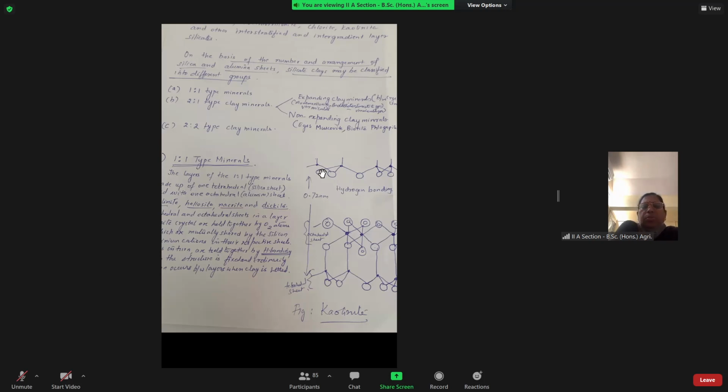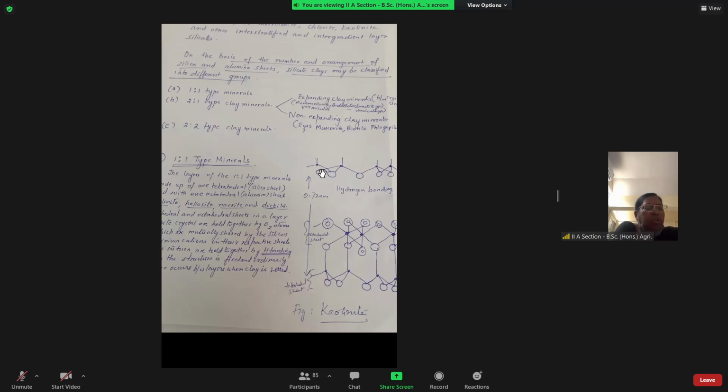The structural units, you should remember, are the tetrahedral sheet and the octahedral sheet. These two sheets form the structures of various layer silicates, for example mica, vermiculite, montmorillonite, chlorite, kaolinite, and other interstratified and intergradient layer silicates like chlorite, etc. So you should know the examples of this 1:1 type of clay and 2:1 type of clay. So clay is made up of tetrahedron and octahedron.